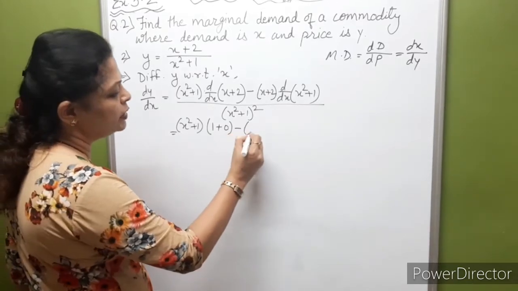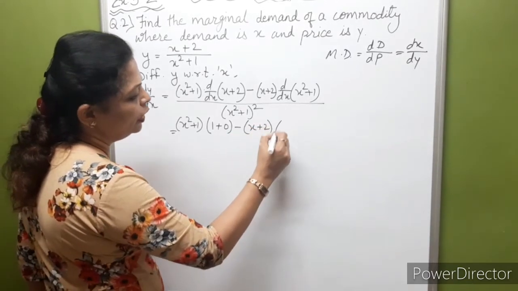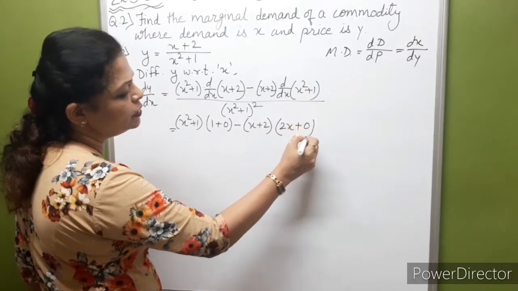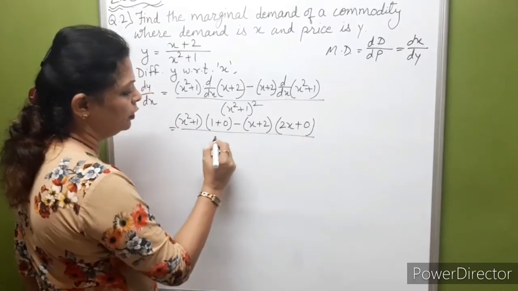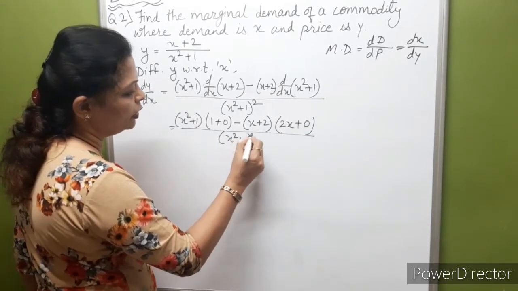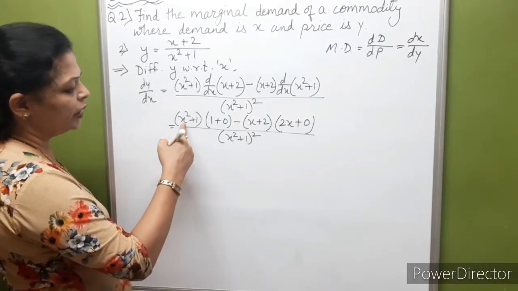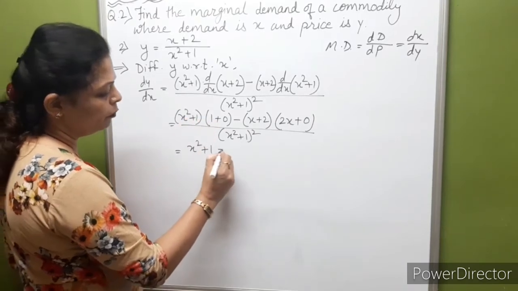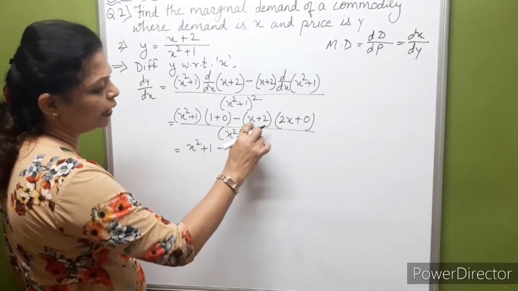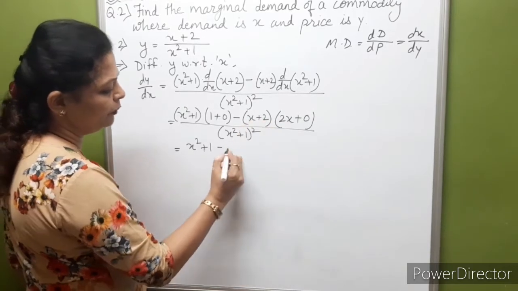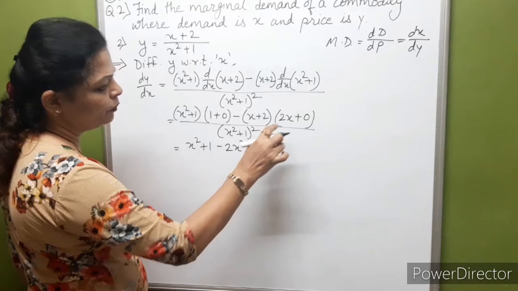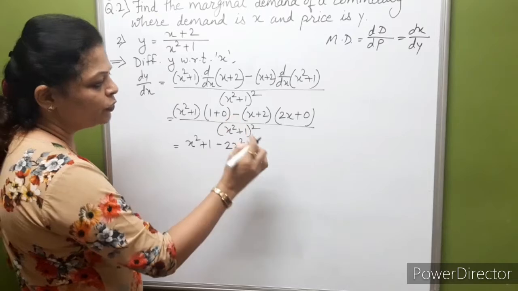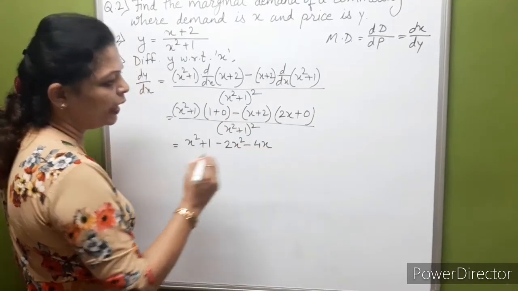Fine. Minus x plus 2 into derivative of x square will be 2x and derivative of 1 will be 0, upon x square plus 1 the whole square. So what do you get here? x square plus 1 into 1 minus x plus 2 into 2x. So x into 2x will be minus 2x square, and this 2 into 2x will be 4x. But there is a minus sign over here. So we will write minus 4x.